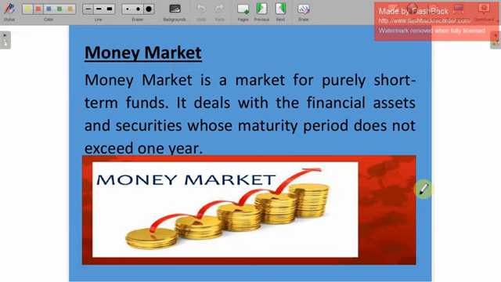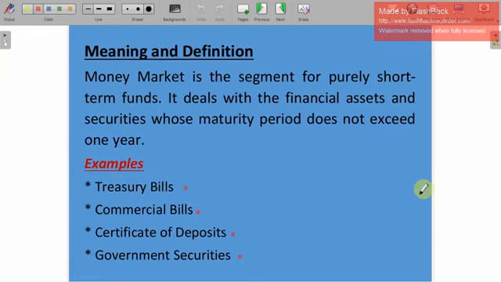What is the money market? This is a market for purely short-term fund. Basically, it deals in monetary assets whose period of maturity is up to 1 year. Whenever I talk about money market, I'm talking about those instruments which will have a maturity period of less than 1 year. So it's called a money market.